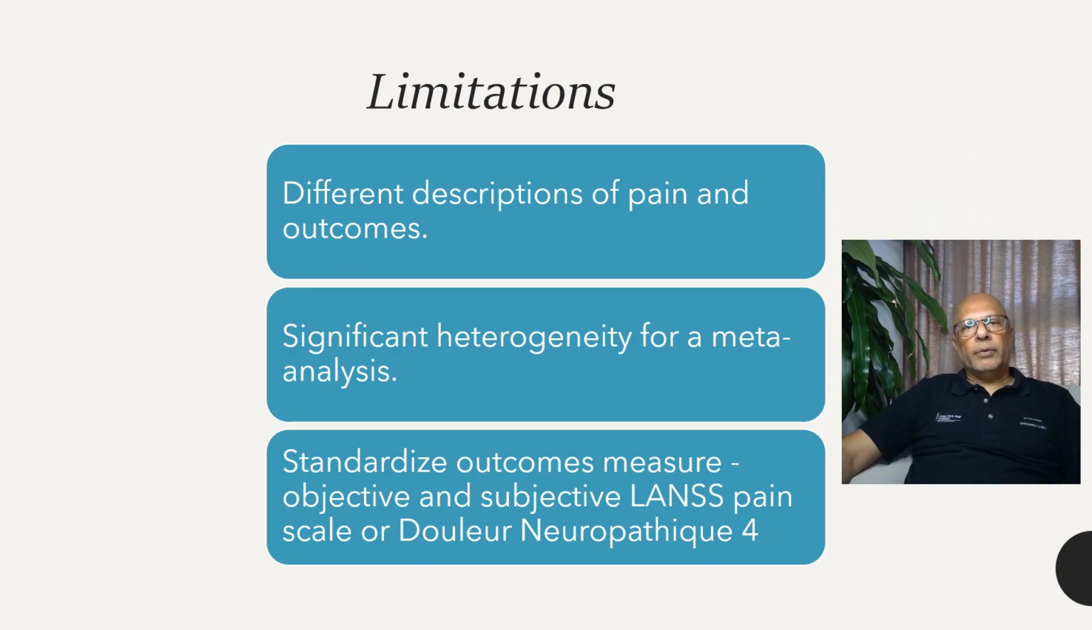The limitation of this study is that the different descriptors for pain and outcomes produced so much heterogeneity that it was very difficult to compare. This significant heterogeneity precluded meta-analysis, and that is why we chose qualitative synthesis. Standardized outcomes for the measurement of subjective and objective results from amputation need to be used in future studies, and we recommend the use of the Lance pain scale or the DN4 instrument to measure pain.